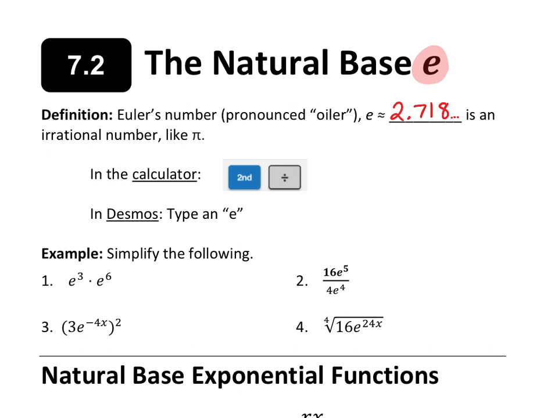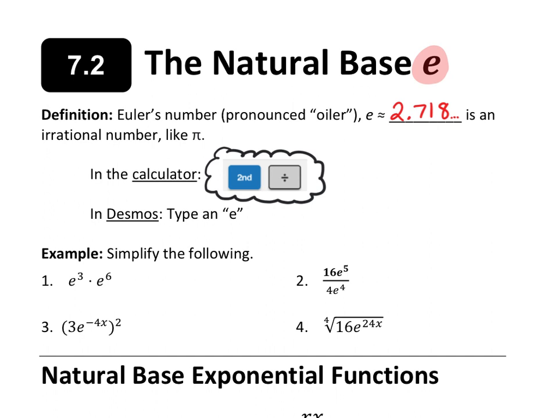Look at the button right underneath it. What's right underneath that button that says pi? Well, it's the divide key. What's above the divide key? e. So your calculator has a button for this natural number. So when we're going to be using it in the calculator, you're going to want to use second and divide to use the number e when you're using this calculator.